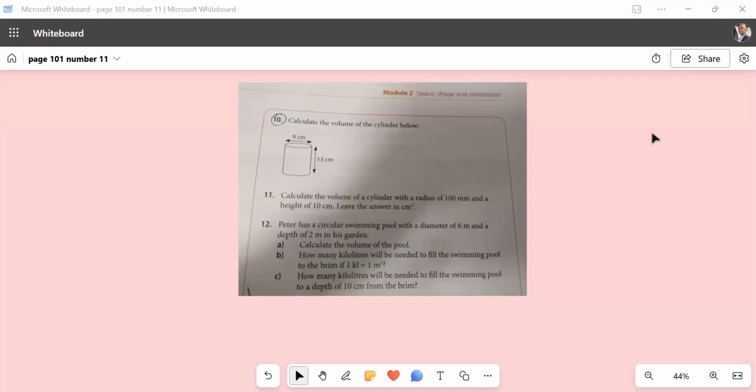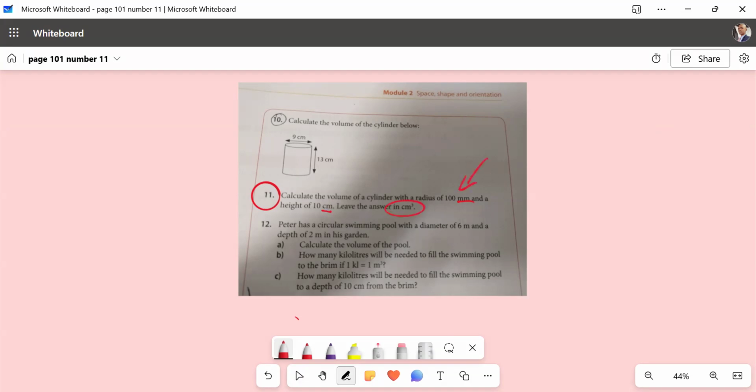Welcome you again. Here I want us to do number 11. On number 11, a critical part on this question is this number, this unit here. We have millimeters, here we have centimeters. And here we've been instructed to leave our answer in cubic centimeter, meaning that we must change this into centimeters.